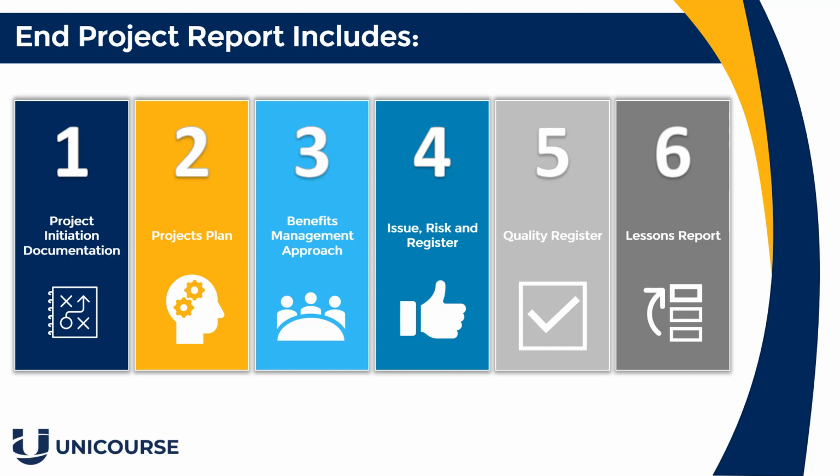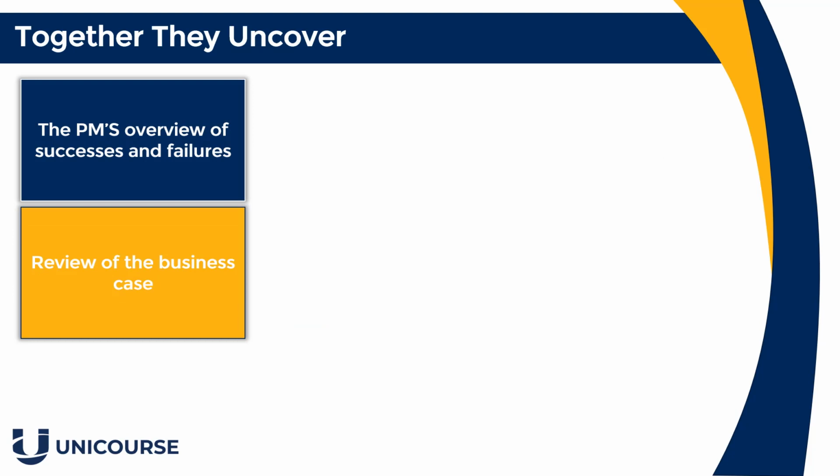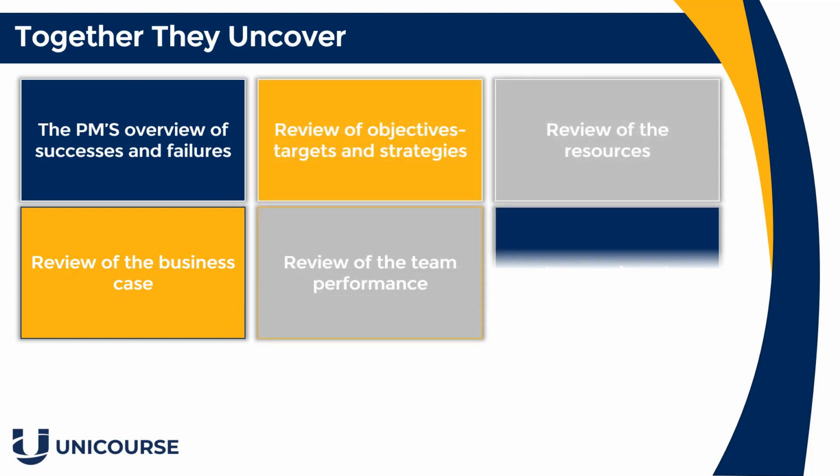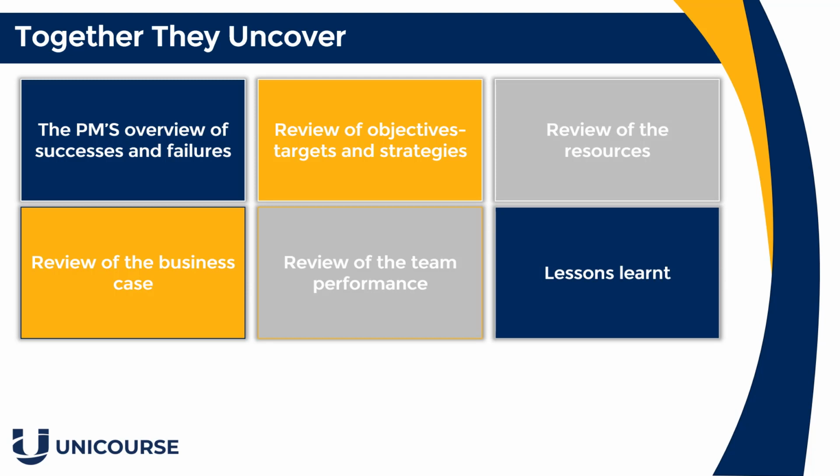So all of these documents, all of these topics should be included within the project end report. So let's move on to what they uncover together. For the stakeholders or the shareholders, they will give an overview of the successes and the failures. There might be information there as to why a project was delayed. There will be a review of the project business case, or a reflection of the plan.